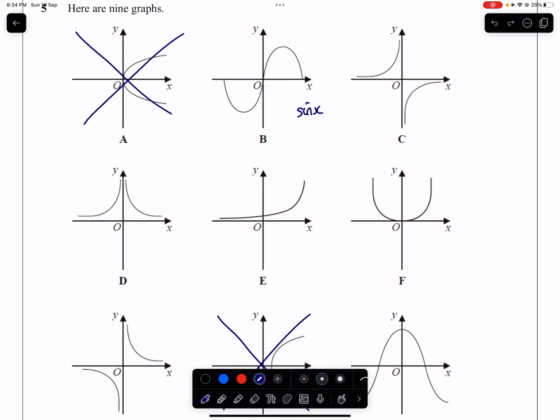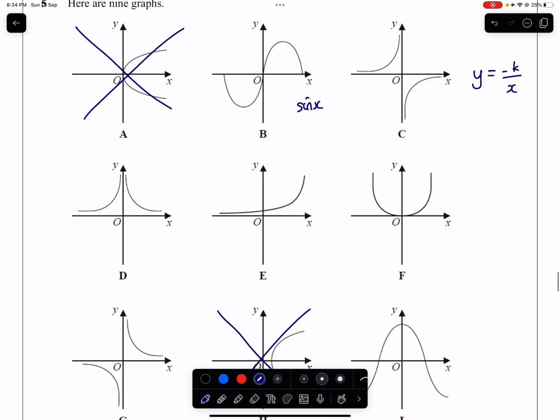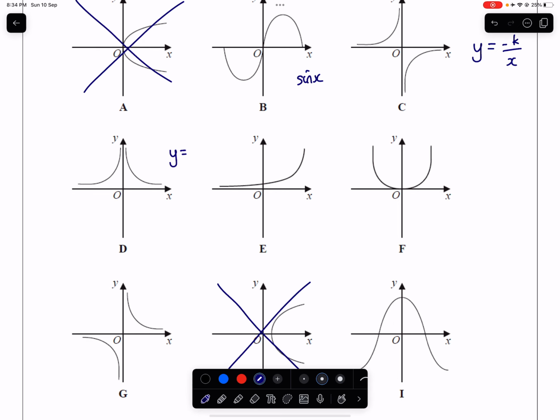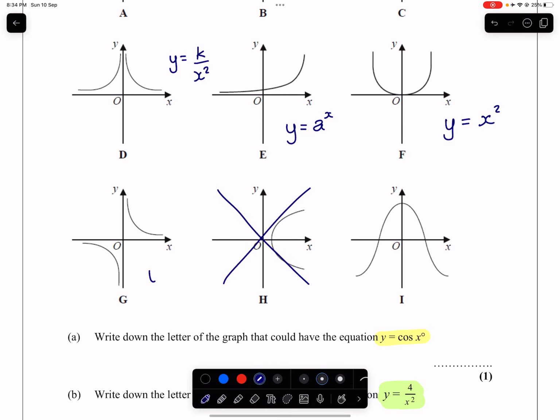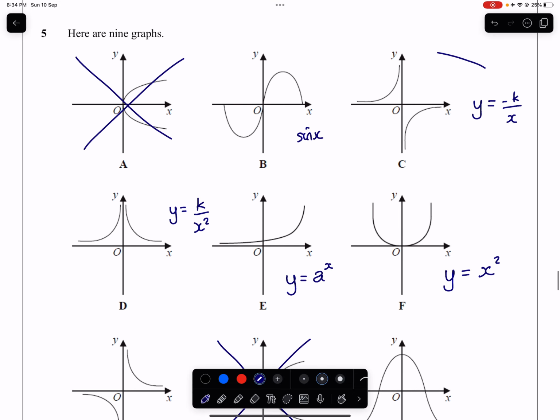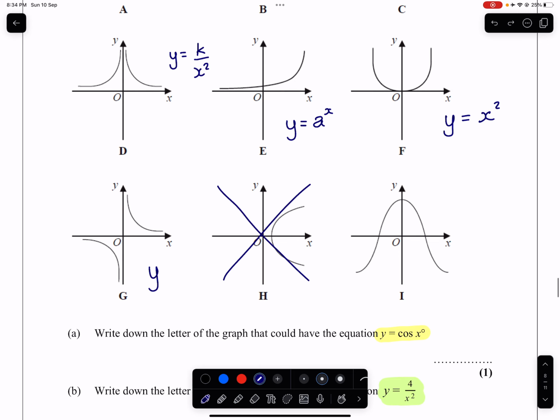This graph here is a negative reciprocal graph, so negative any number over x. So whether or not it's a 1 or a 2 or a k, whatever, that's that graph here. D is a k over x squared, a positive k over x squared. E is an exponential graph of the form a to the power of x. F is a quadratic, so y equals x squared. G is a normal reciprocal. Yep, so this one here is the negative of a normal reciprocal. This here is just a reciprocal.